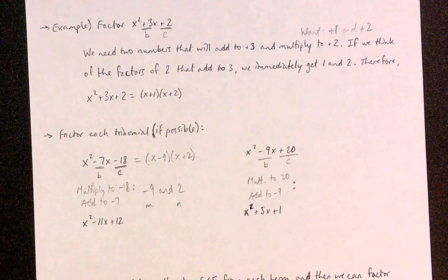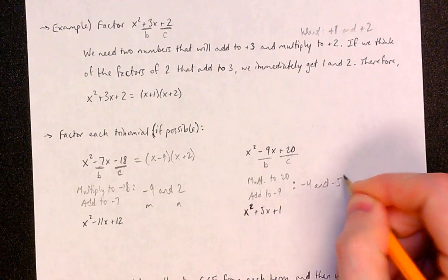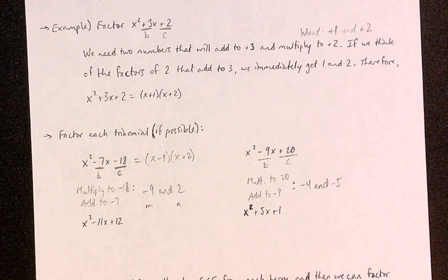Okay, how about negative 1 and negative 20? They multiply to positive 20, but they don't add up to negative 9. They add up to negative 21. Okay, how about negative 2 and negative 10? They multiply to 20, but they don't add up to negative 9. They add up to negative 12. How about negative 4 and negative 5? They multiply to positive 20, and in this case, they do add up to negative 9. So negative 4 and negative 5, these are the numbers that I want.